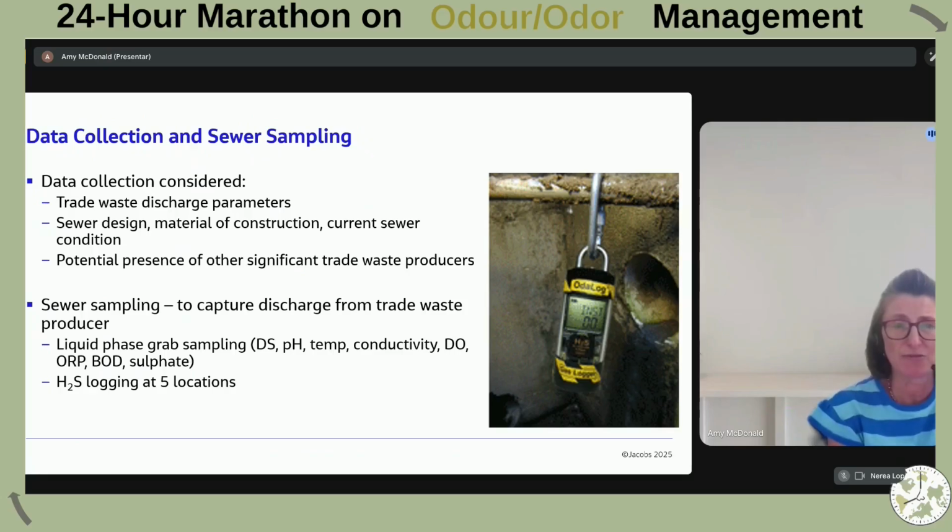In terms of sewer sampling, this was undertaken to make sure that we captured the discharge from the trade waste producers. So we had to look at the times and discharge patterns for when this occurred. Then we took 6 liquid phase grab samples over 48 hours and analysed those for dissolved sulphide, pH, temperature, conductivity, dissolved oxygen, oxidation reduction potential, BOD and sulphate. And we also undertook H2S logging in 5 locations.